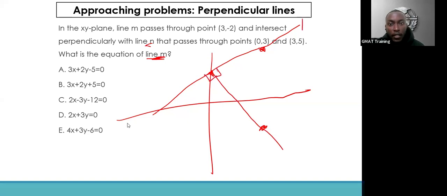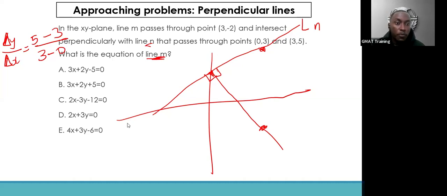So for line N, let's find the gradient. Change in y all over change in x. This will be 5 minus 3 all over 3 minus 0. If you look at line N, you will observe that the line increases from left to right. That means we have a positive gradient. We expect a positive gradient. So for that case, it should be 2 over 3.